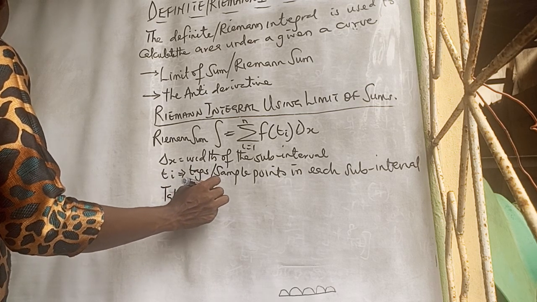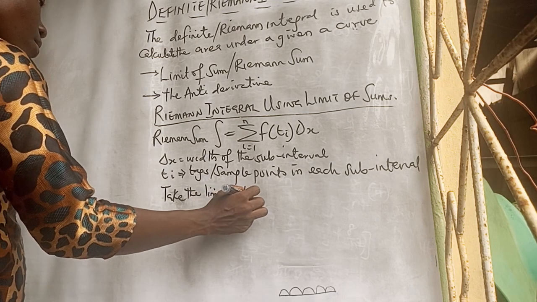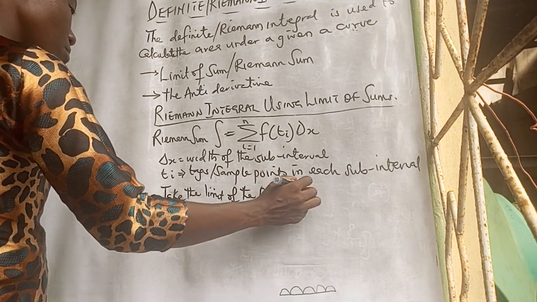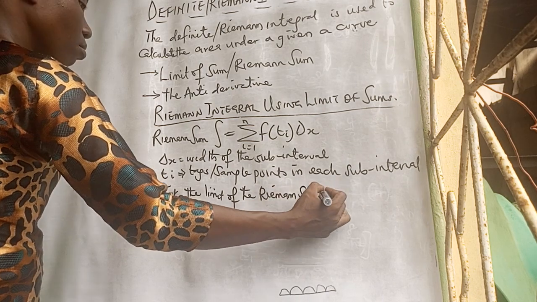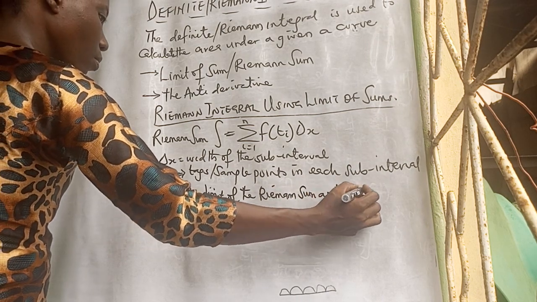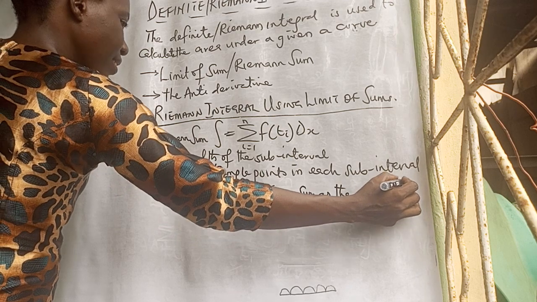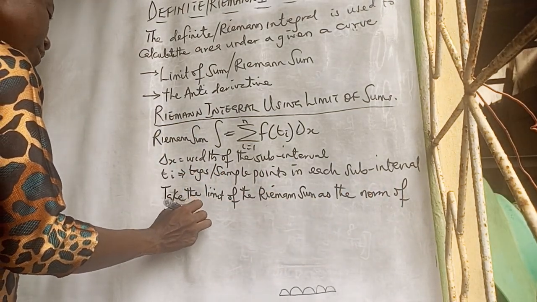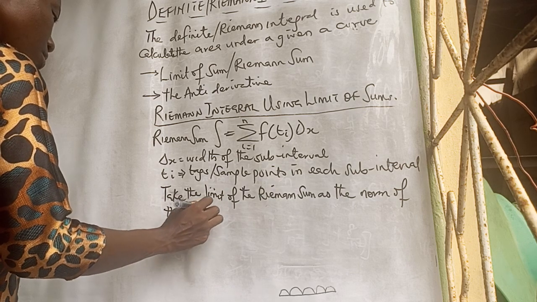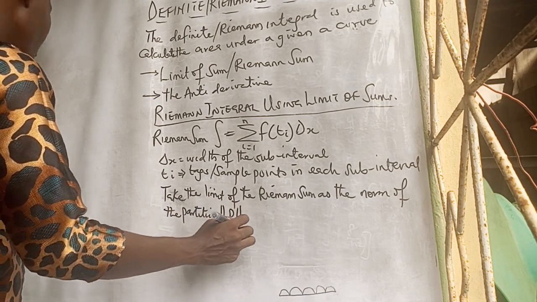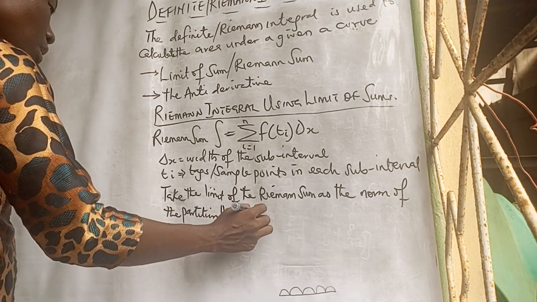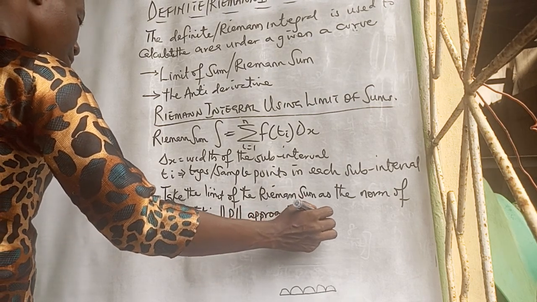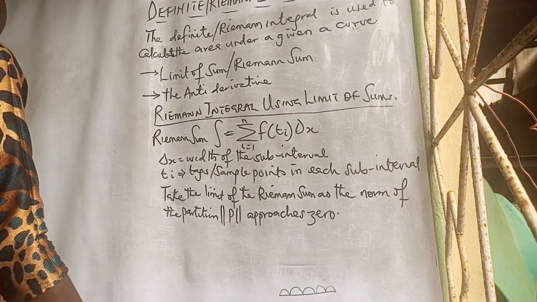Take the limit of the Riemann sum as the norm of the partition approaches 0.